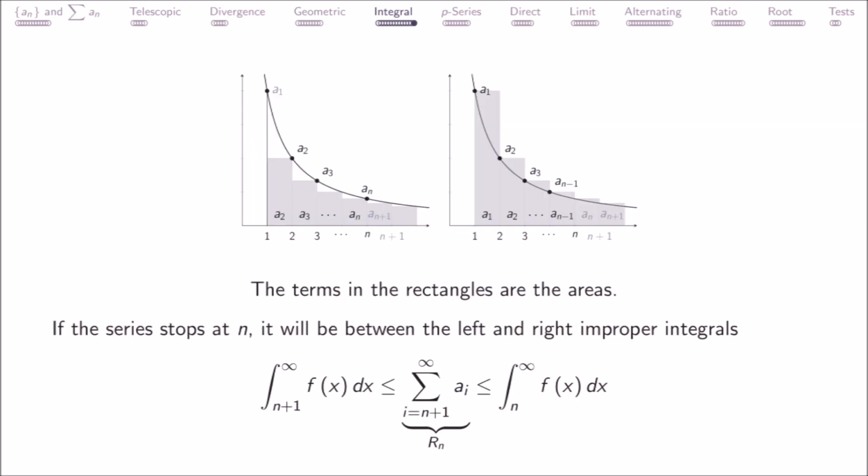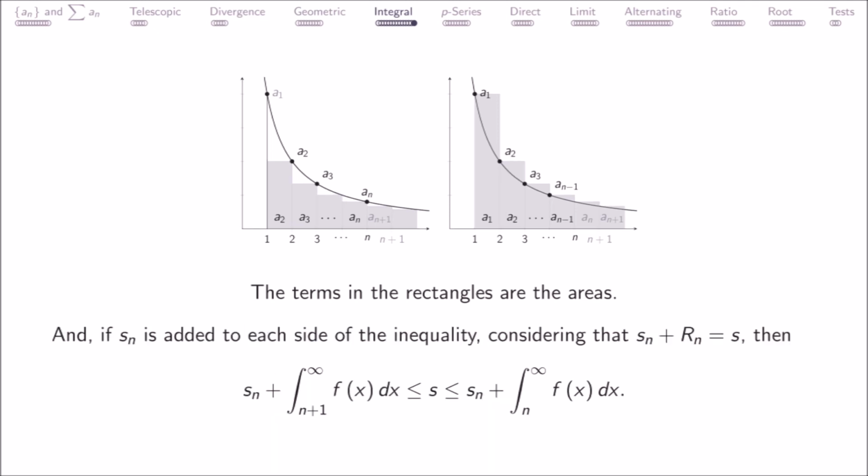The terms in the rectangles are the areas. If the series stops at n, it will be between the left and right improper integrals. And if S_n is added to each side of the inequality, considering that S_n plus R_n equals S, then we have the following.